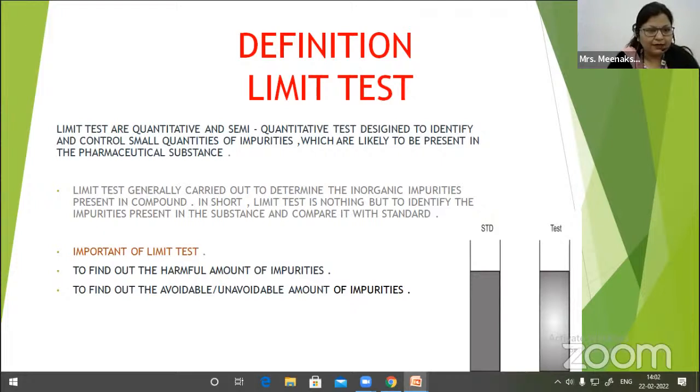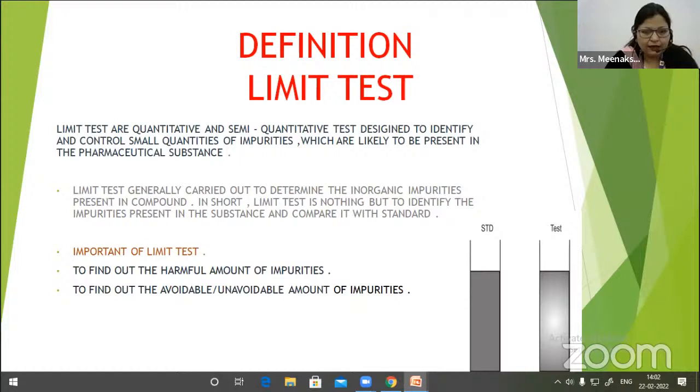It means that limit tests are semi-quantitative, so it is not giving us the total quantity. By the comparison method, we identify and then control some of the impurities that might be present in the pharmaceutical substance. And these impurities are mostly the inorganic impurities present in the compound. In the limit test, we do a comparison of the standard and the test.